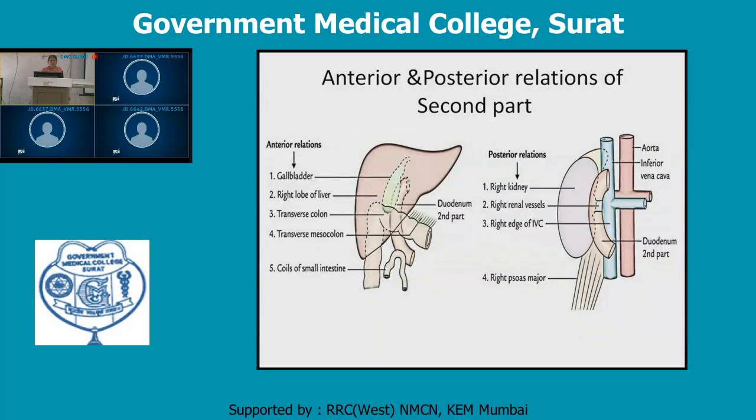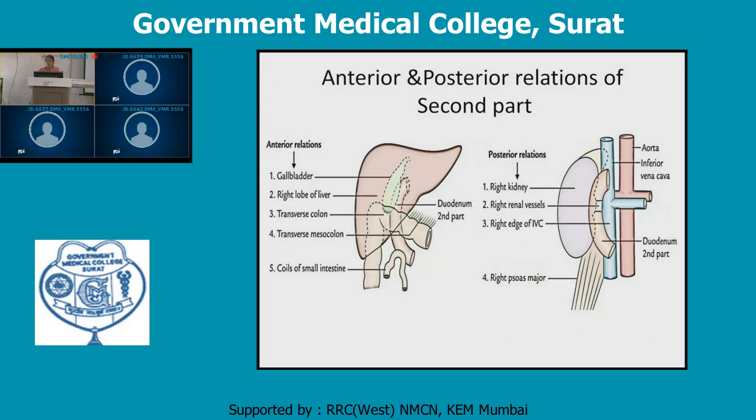You can see the transverse colon covering the second part from above downward, and transverse mesocolon is there, and in the lower part coils of small intestine are there in anterior relation. So liver, colon, transverse colon and coils of small intestine.